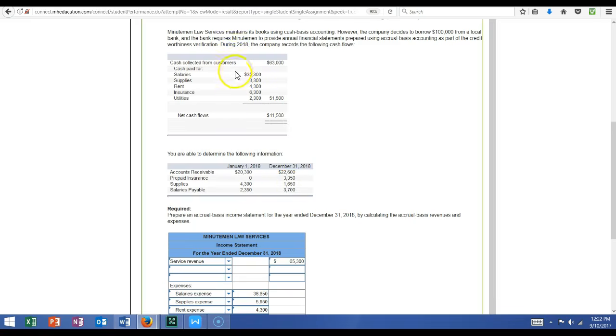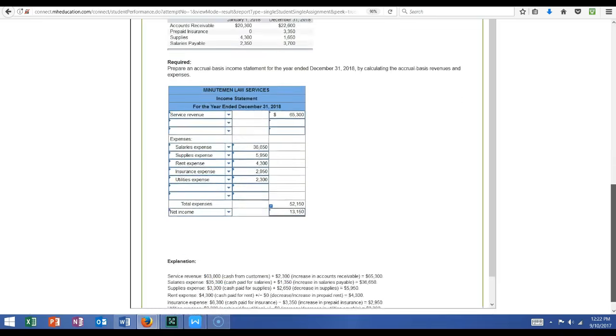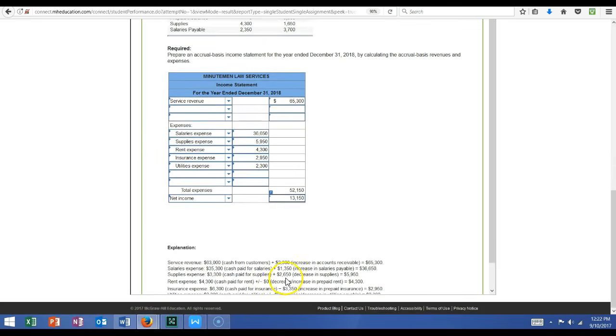Now we purchased in supplies throughout the year $3,300, but we also need to add the decrease in supplies. Because we went from $4,300 to $1,650, that means we used up a lot more supplies than just this $3,300 here. So the difference between the $4,300 and the $1,650 gives us $2,650. So the cash plus that extra amount we used up, the $5,950, would be our supplies expense.